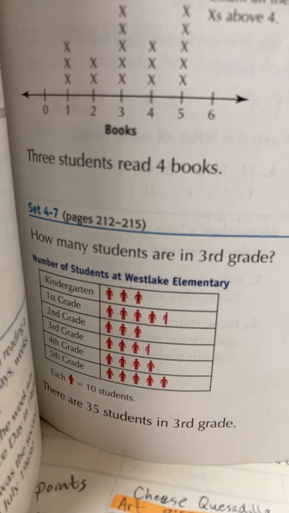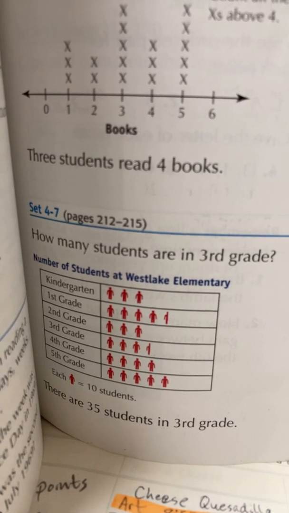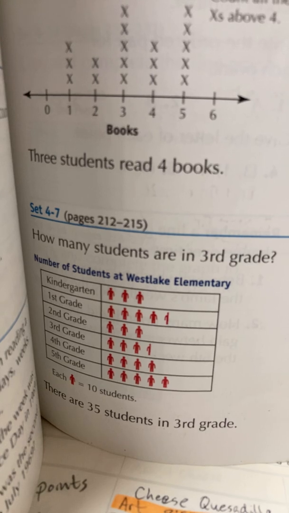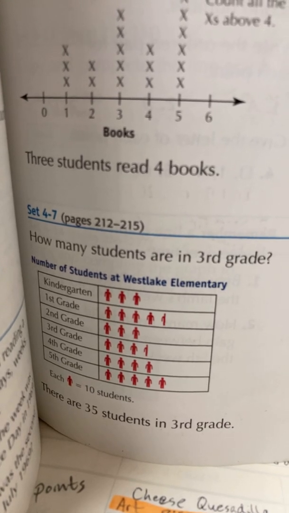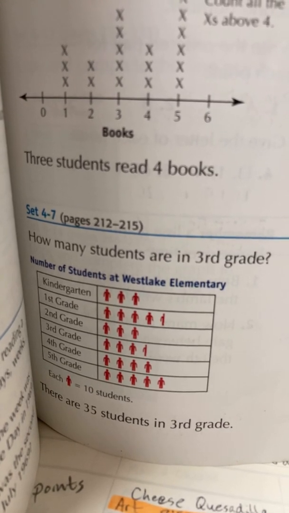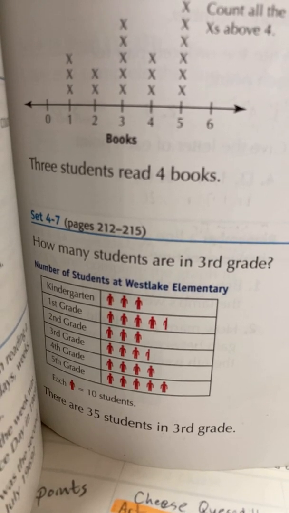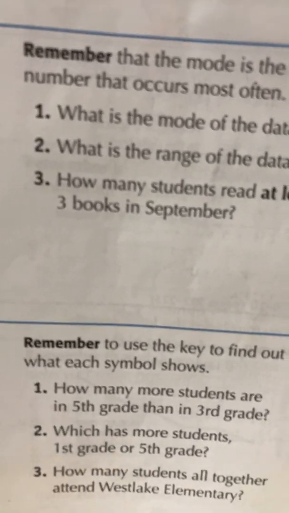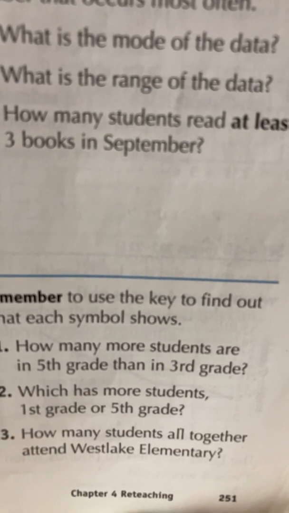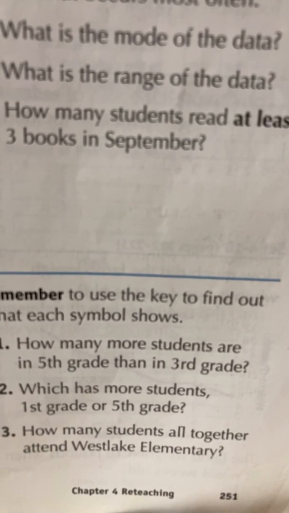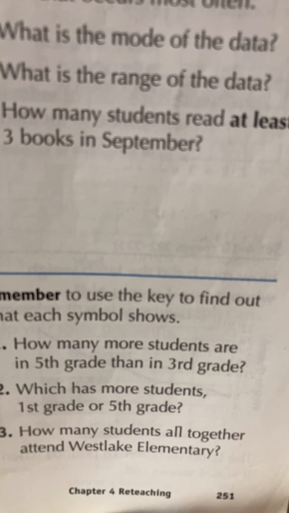So let's take a look at this pictograph. The title is Number of Students at Westlake Elementary, and the key is the key. Each student equals 10 students, so we have to remember that. All right, now let's go ahead and look at some questions that have to do with this. How many more students are in 5th grade than in 3rd?